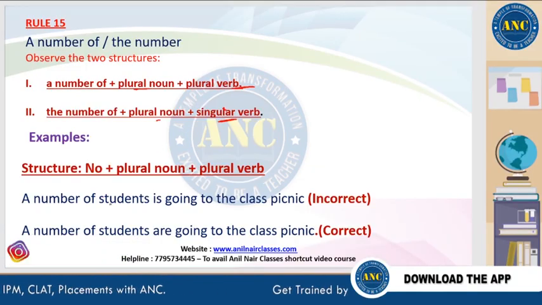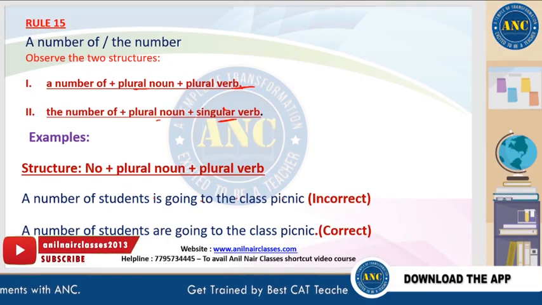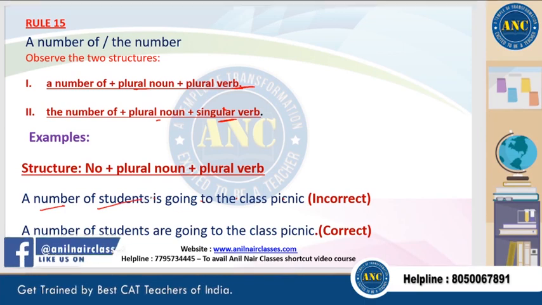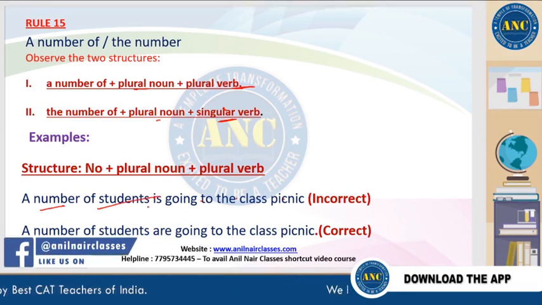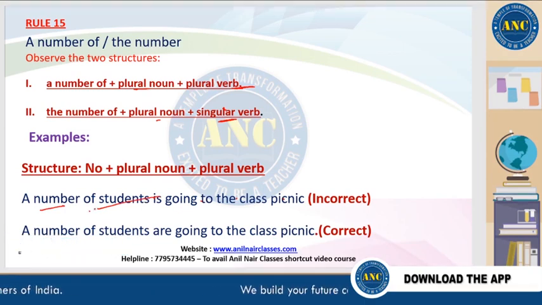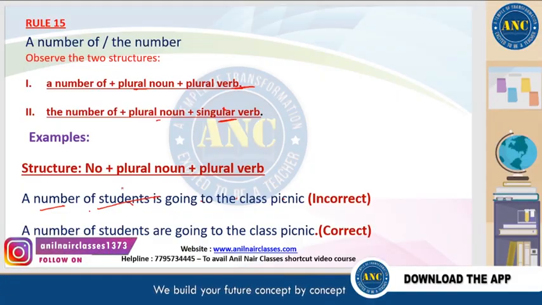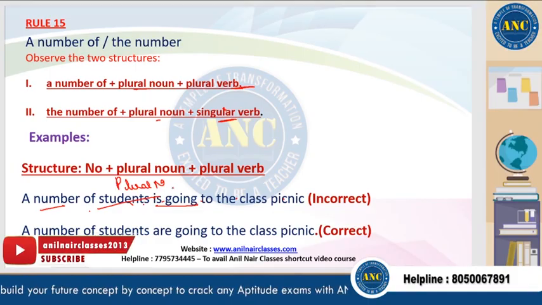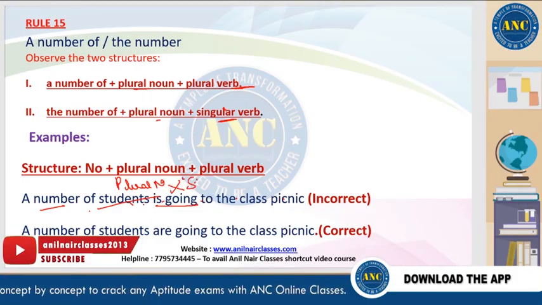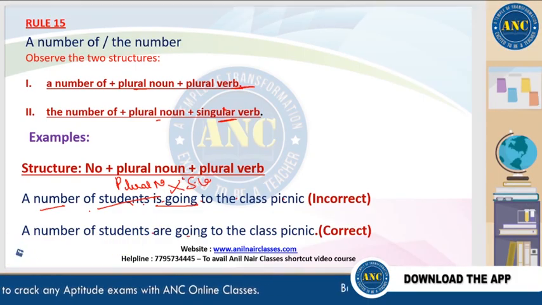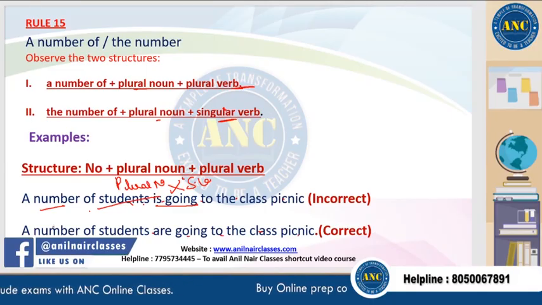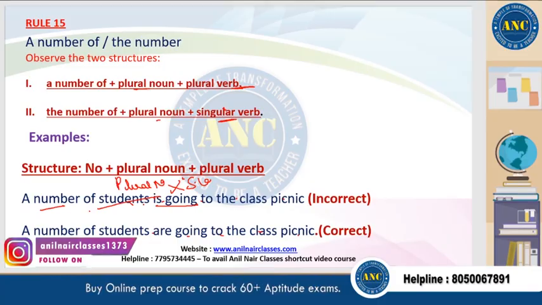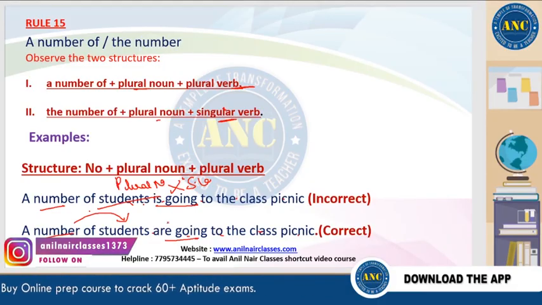See the example. "A number of students is going to the class picnic." So "a number" is there and after that we have "students," which is a plural noun. So how can you use "is going"? "Is going" is wrong because it is a singular form of the verb. "A number of students are going to the picnic," because after "a number," the plural noun "students" is there. So the plural form of the verb, "are going," is correct.